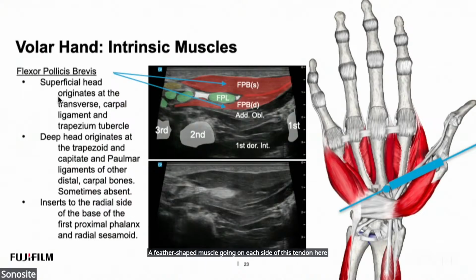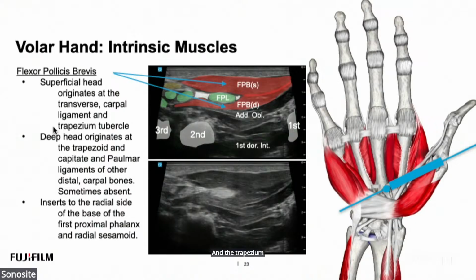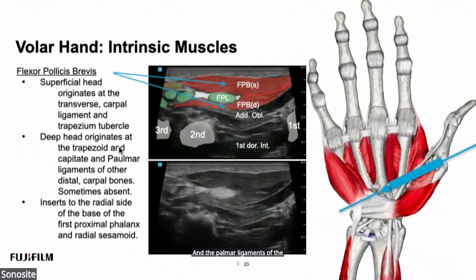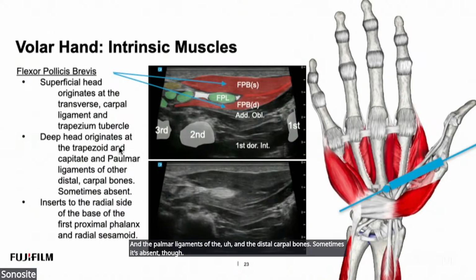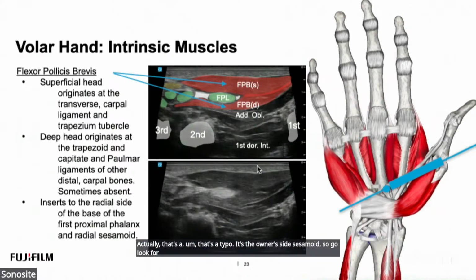So the superficial head originates on the transverse carpal ligament and the trapezium tubercle. If you want to chase that down, it's kind of hard to do. Deep head originates at the trapezoid and the capitate and the palmar ligaments of the distal carpal bones. Sometimes it's absent though. It inserts on the radial side of the base of the proximal phalanx and the radial sided sesamoid. Actually, that's a typo. It's the ulnar side sesamoid. So go look for it at the ulnar sesamoid.